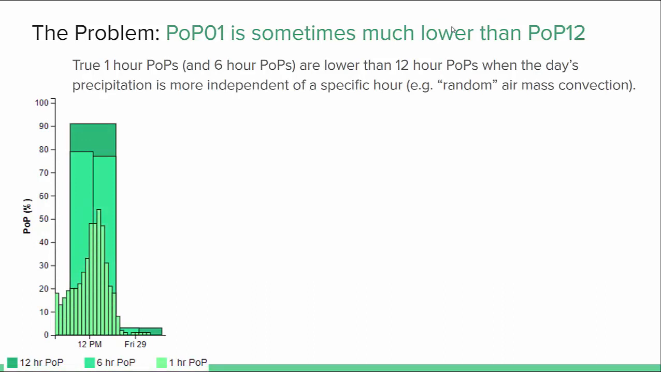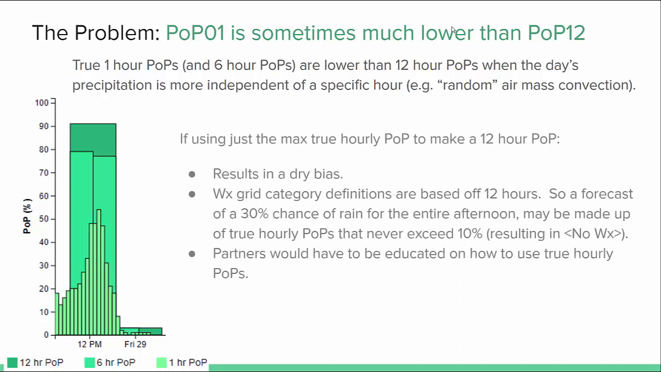If you look at the lighter green, that's your 1 hour pop, and then the darker green is the 12-hour. And you'll see in this situation, I believe this might be just a general air mass convection scenario, that the max of the 1 hour pop is almost half of what the 12-hour pop is. And so, if you were just to use the max of the true 1 hour pops to make a 12-hour pop, you are going to result in a low bias. And your weather grid categories are going to be completely off.